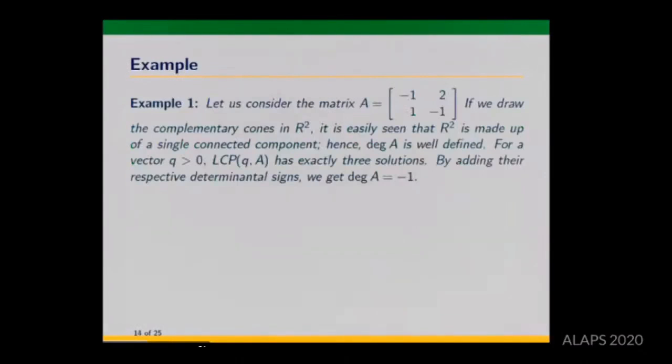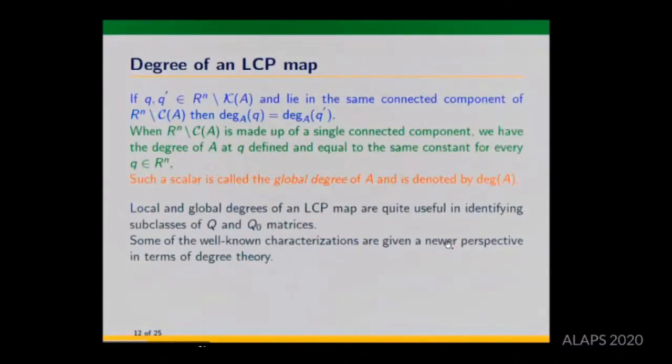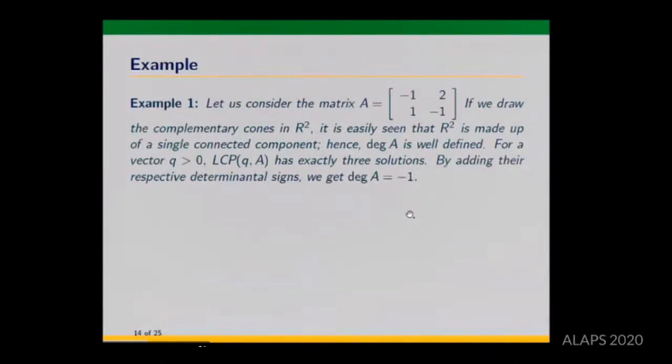Now let us compute. Suppose we have a 2 by 2 matrix A like this, and you can draw the complementary cones. In the beginning, I discussed what these complementary cones are, and we can easily see that R^2 is made of a single connected component. Therefore, in view of the earlier discussion, the degree of A is well defined, and it is easy to check that for every vector q greater than 0, we have exactly 3 solutions. As we mentioned, if we add the respective determinantal signs, we get the degree, which will be -1.